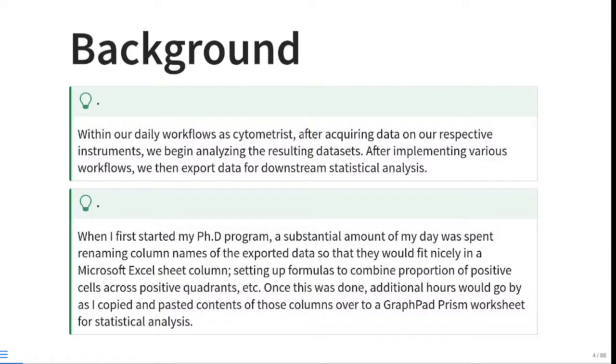Now, if you're anything like me, when I first started my PhD program, a substantial amount of my day was spent renaming column names of the exported FlowJo data, just so that it would fit nicely within a single Microsoft Excel sheet column. Additionally, I would set up formulas which combined the proportion of the positive quadrants, so we know how many cells actually made interferon gamma, not just what was interferon gamma, TNF alpha double positive. And then finally, after those additional hours went by, I would spend additional hours copying and pasting these nicely organized columns over into GraphPad Prism so I could then run individual statistical analysis for each comparison.